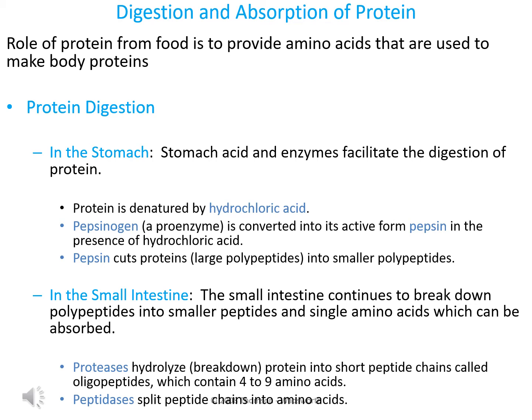Proteases and peptidases work to continue this process until eventually single amino acids remain. It's these single amino acids then which are absorbed and can eventually be used to make the new body proteins.